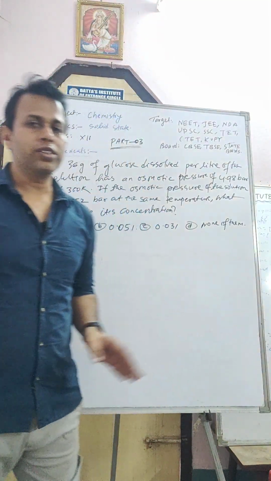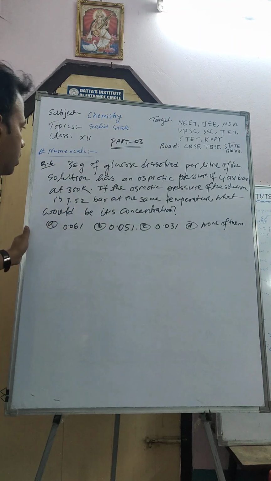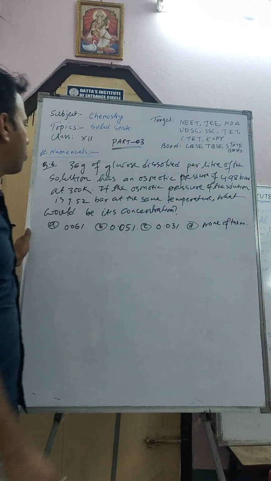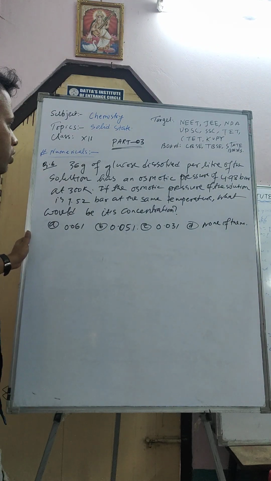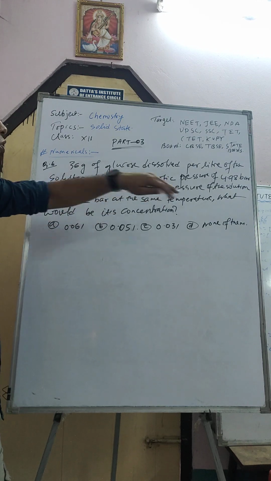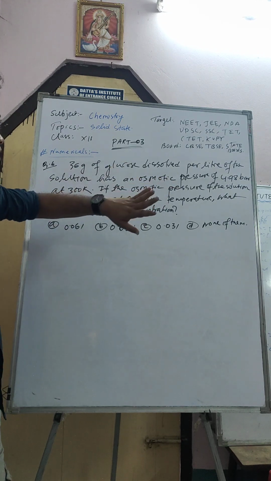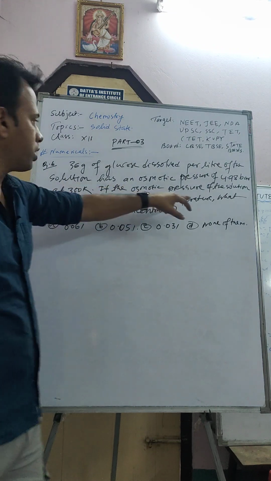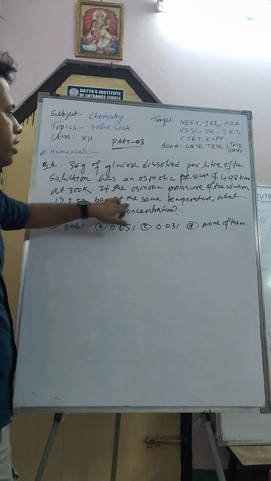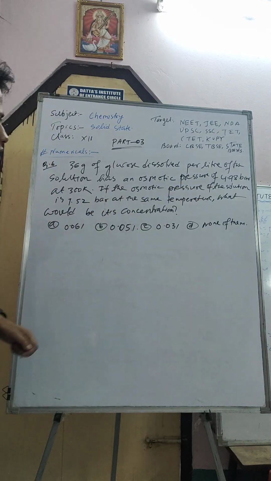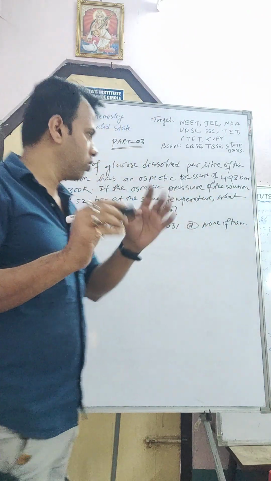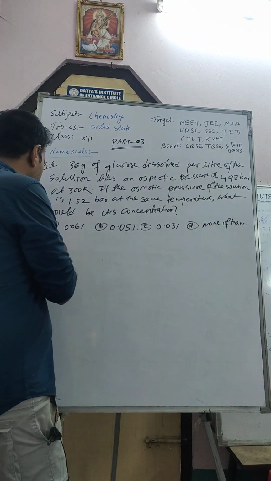So our next question, question number 6, is like this: 36 gram of glucose dissolved per liter of the solution has an osmotic pressure of 4.98 bar at 300 K temperature. If the osmotic pressure of the solution is 1.52 bar at the same temperature, then what will be its concentration? So there are two cases. You have to remember this one. How can I solve this one?